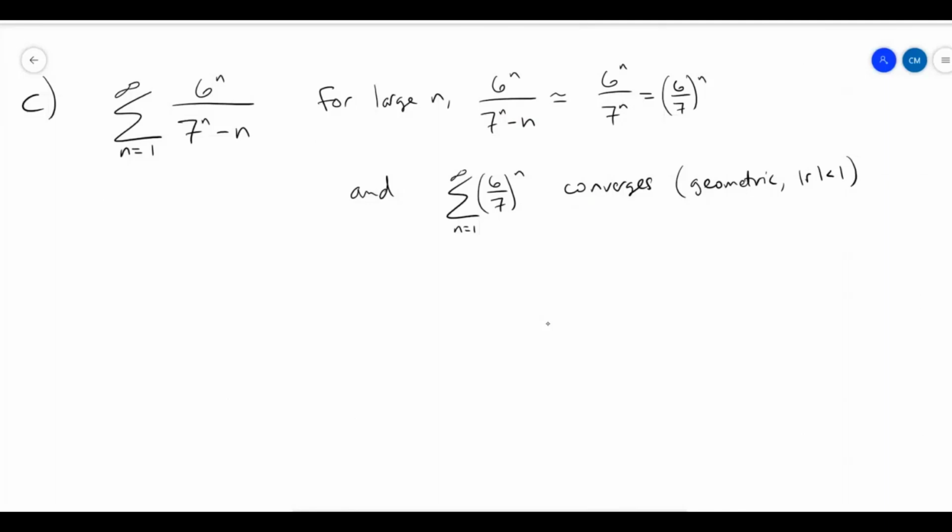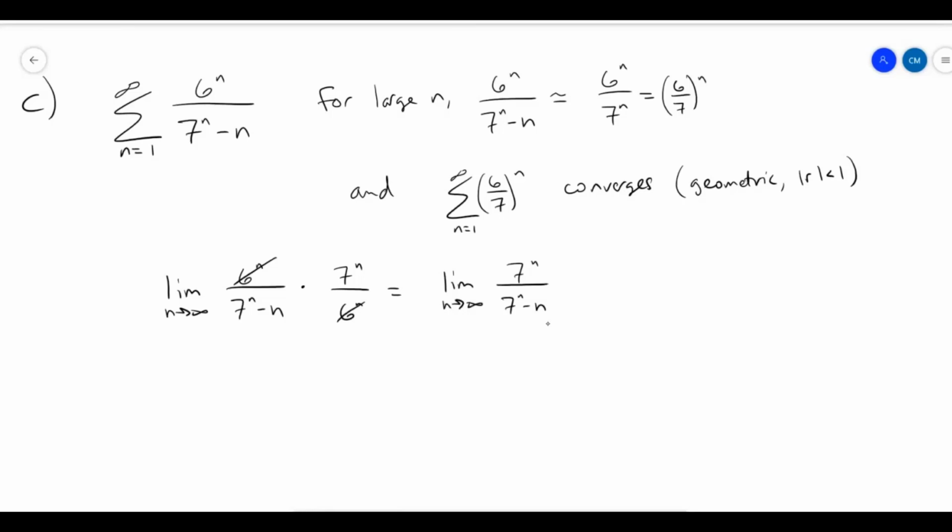So let's just use limit comparison. We'll take the limit of the series that we're interested in, the 6^n over 7^n minus n. Multiply it by the reciprocal of the other one, so that's going to be 7^n over 6^n, and then see what happens. These 6^n terms we can cancel, and we're left with this.